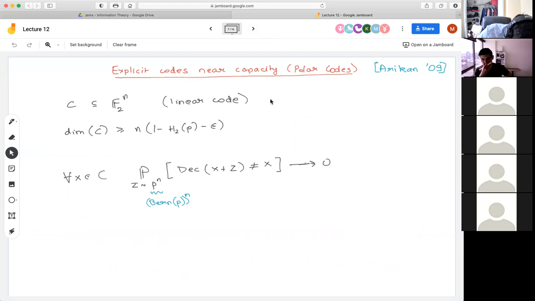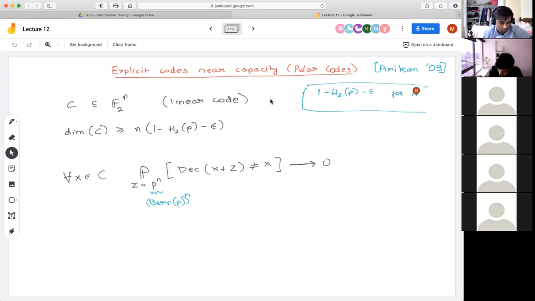I want to give an overview of one construction of codes which gets close to capacity, and in particular, you can get low probability of error. For the binary symmetric channel, the capacity is 1 minus the binary entropy of p, and you can get epsilon close to it and have low probability of error for n greater than or equal to some polynomial in 1 over epsilon. Not necessarily the exponent 2, but some bounded exponent of 1 over epsilon.